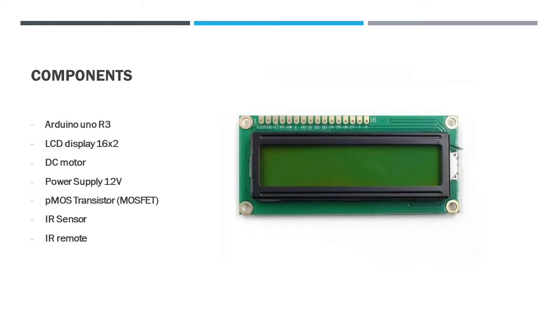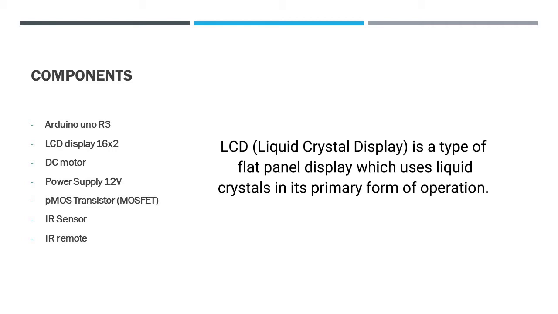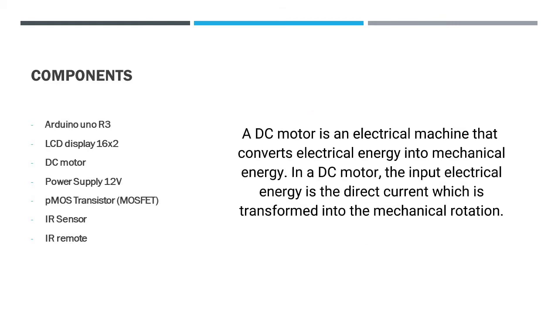LCD display 16 by 2. LCD, liquid crystal display, is a type of flat panel display which uses liquid crystals in its primary form of operation. DC motor. A DC motor is an electrical machine that converts electrical energy into mechanical energy. In a DC motor, the input electrical energy is the direct current, which is transformed into mechanical rotation.